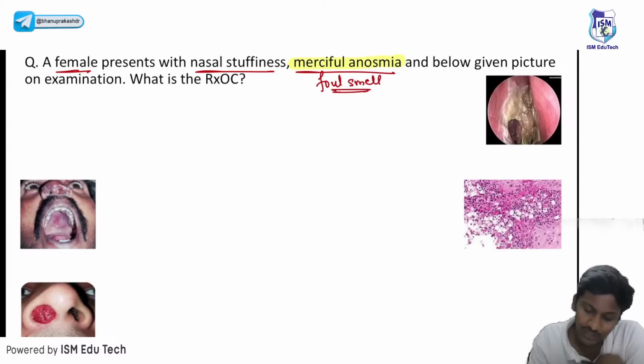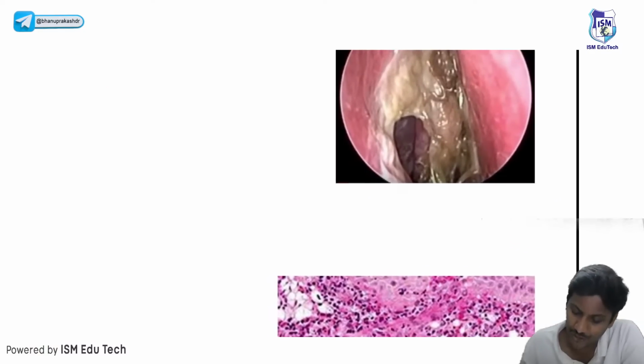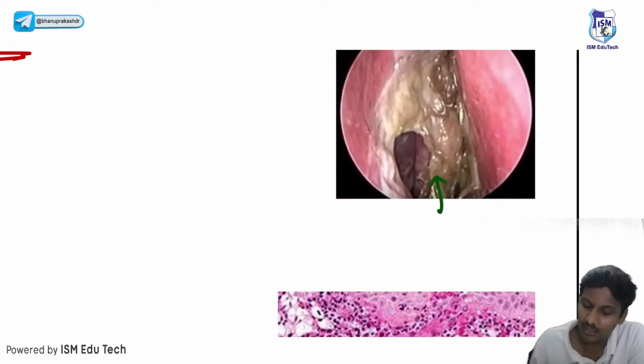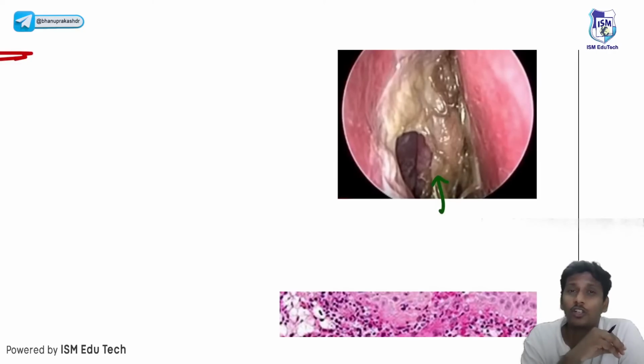And the below given picture is seen on examination. What is the treatment of choice? Now, what is seen on the below given exam picture? As you can see over here, what is seen? You can see in the nasal cavity, there is a lot of dried up mucus.